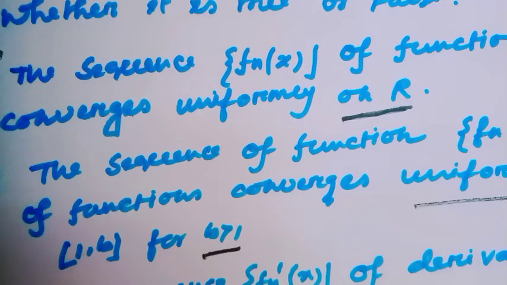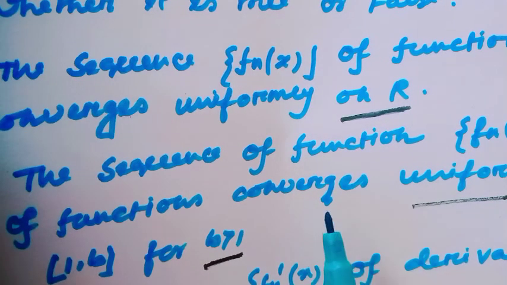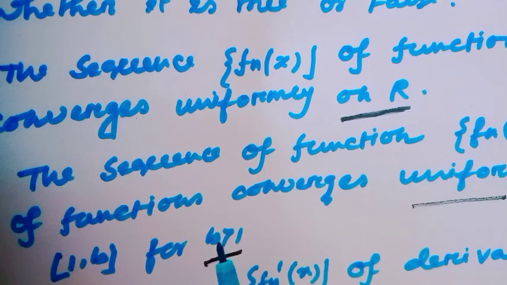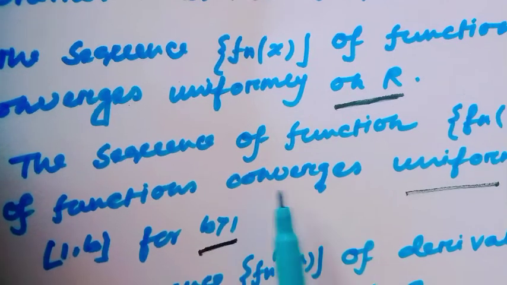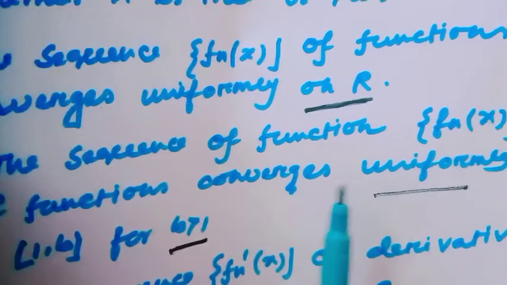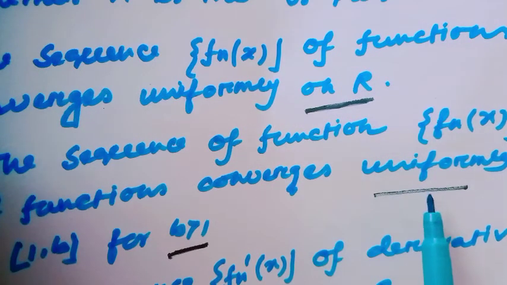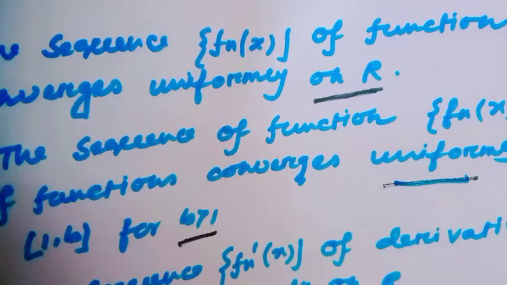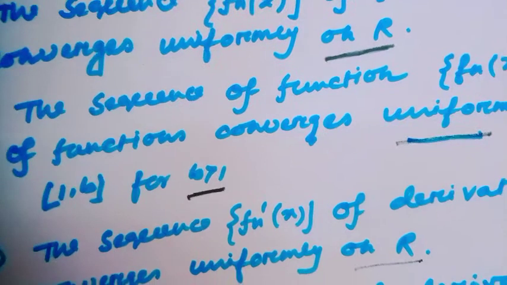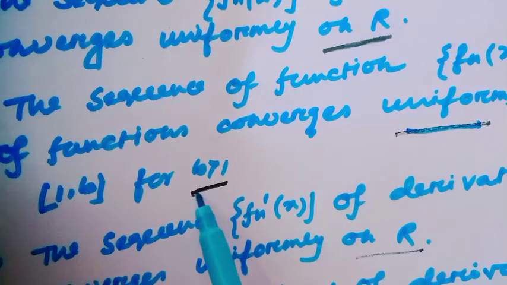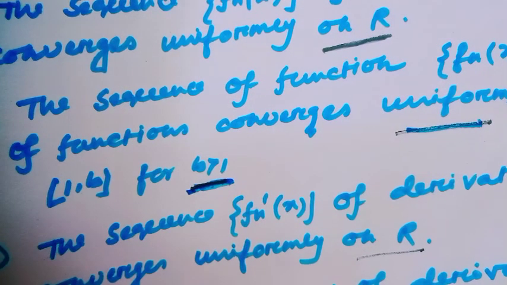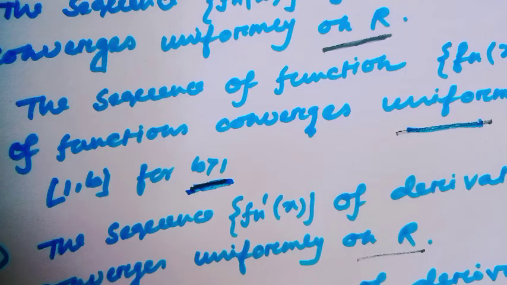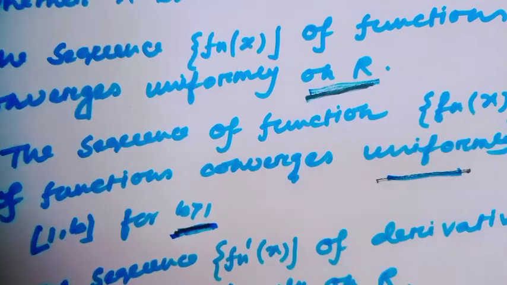The second option is also a right option, because the second option indicates the sequence of function f_n(x) converges uniformly on the closed interval [1, b] for all b greater than 1. So the second option is right because this function is uniformly convergent on the whole real line.